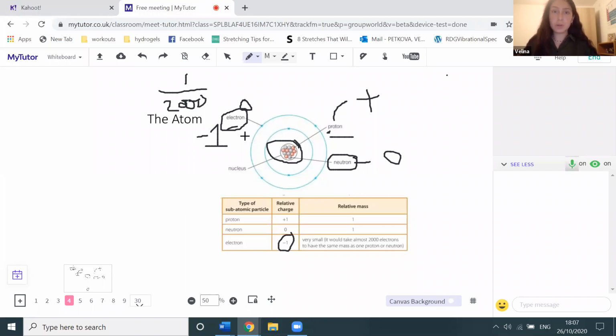Okay, so protons positive, electrons negative, neutrons 0, and protons and neutrons have a relative mass of 1, and electrons are tiny. They have a relative mass of about 0. Therefore, the mass of the atom is very much in the nucleus at the center of the atom.